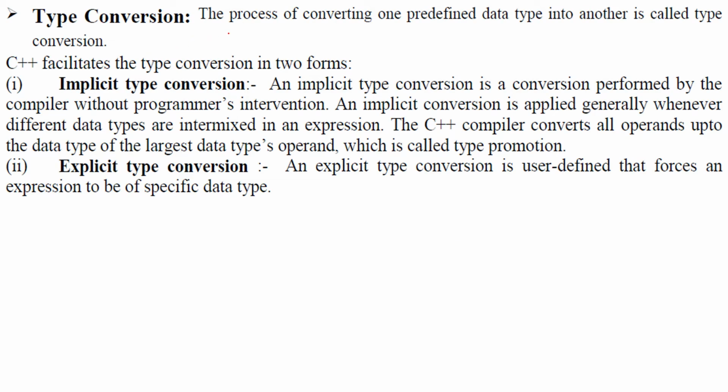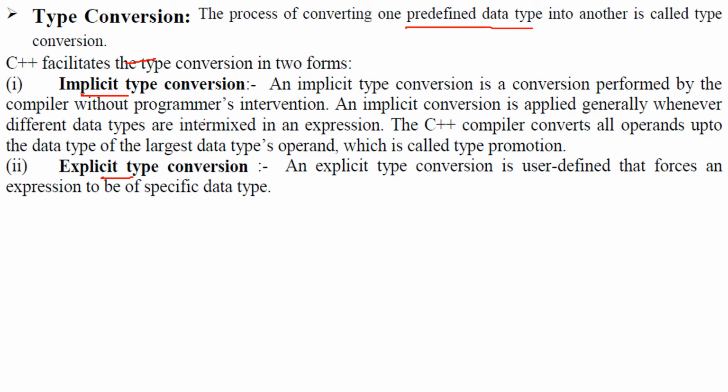Then we have type conversion. Say you have various data types. In the course of your program, you might want to change your float to double to integer, like this. The process of converting one predefined data type into another predefined data type is known as type conversion. C++ provides us with two forms of conversion: implicit type conversion and explicit type conversion.